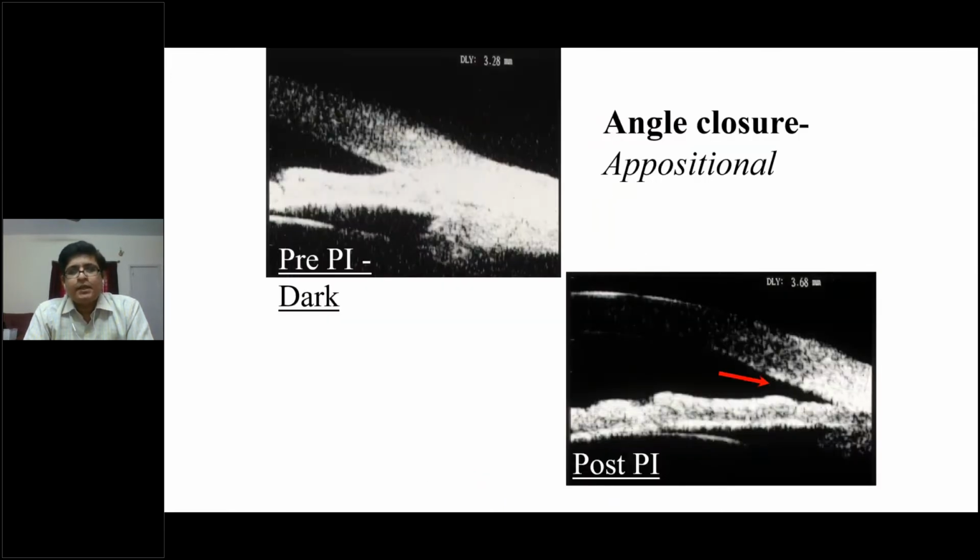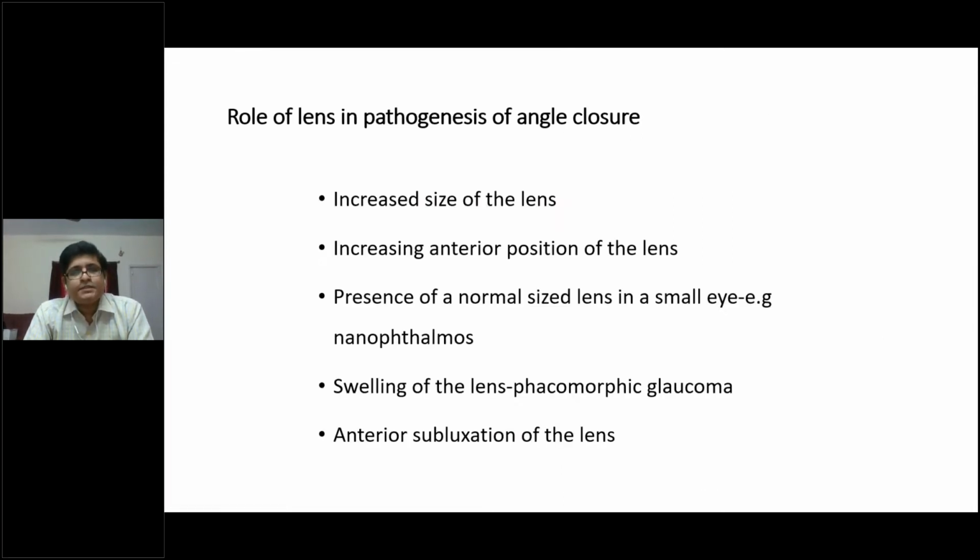Coming to some of the clinical aspects and the mechanisms involved, imaging is very useful in deciding what mechanism of angle closure the patient has. The usual thing is the pupillary block mechanism, and with the PI it gets opened up. But the role of the lens seems to be greater in the Asian population.